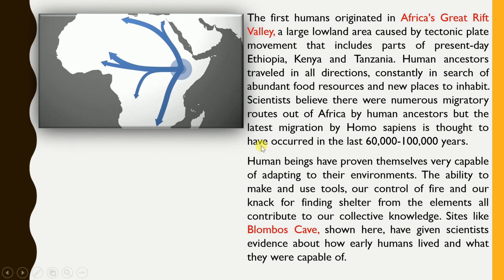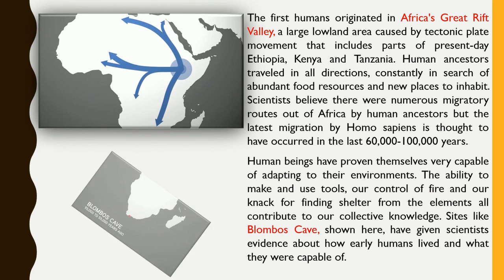Next, human beings have proven themselves very capable of adapting to their environments. So why did this migration happen? Migration happened due to three things: first, food; second, a comfortable environment; and third, their livelihoods. For these three reasons, migration used to be done.